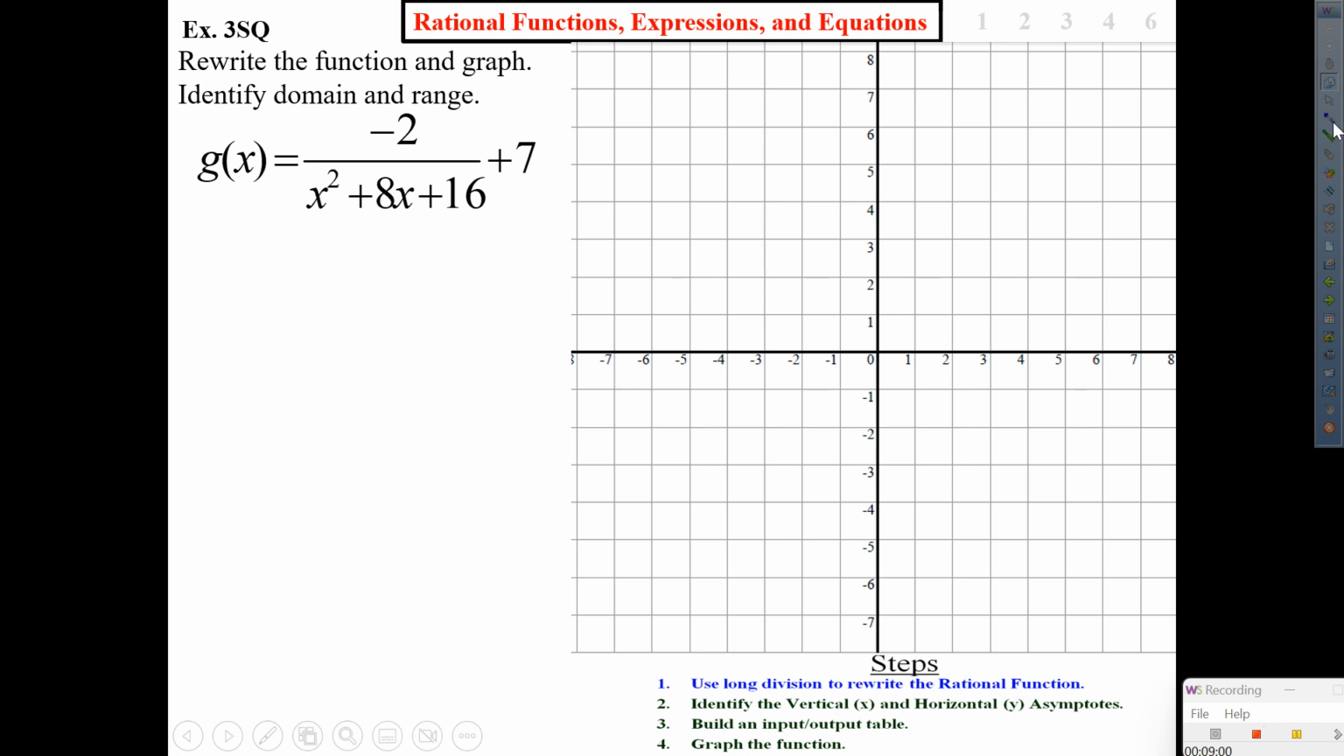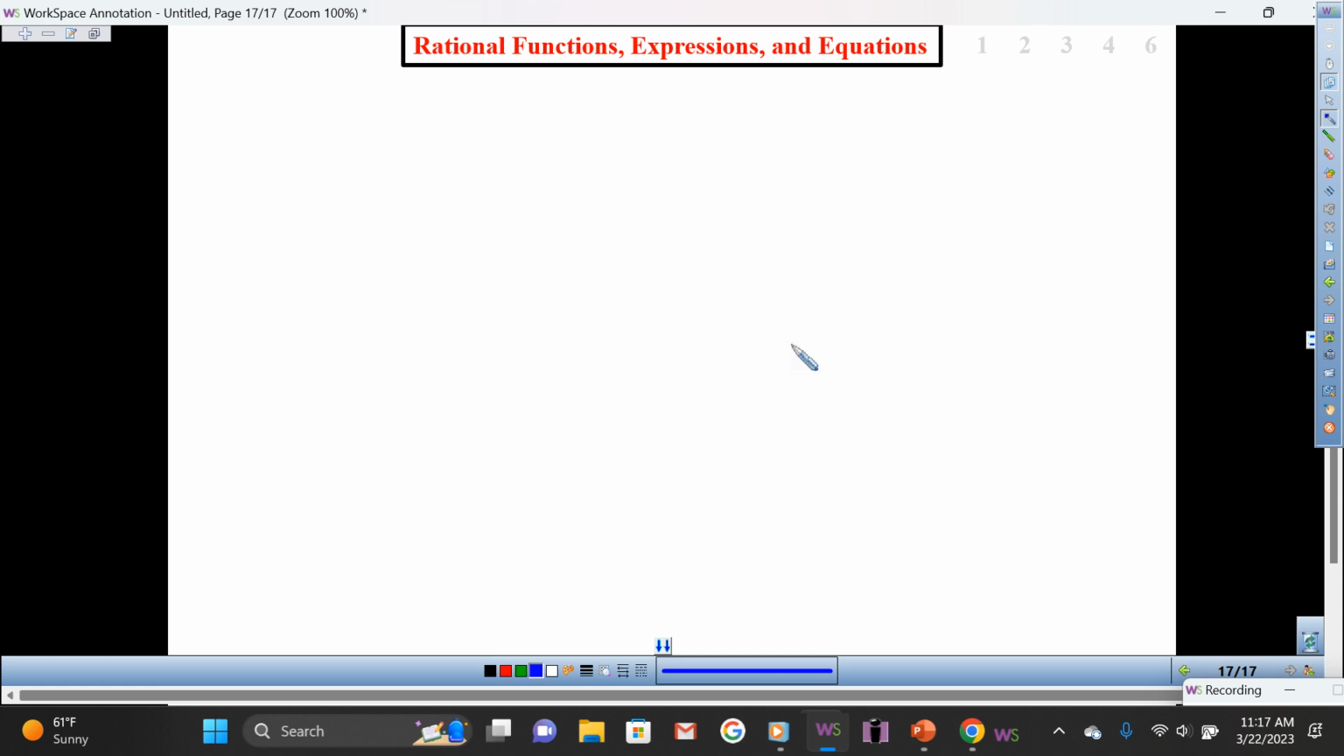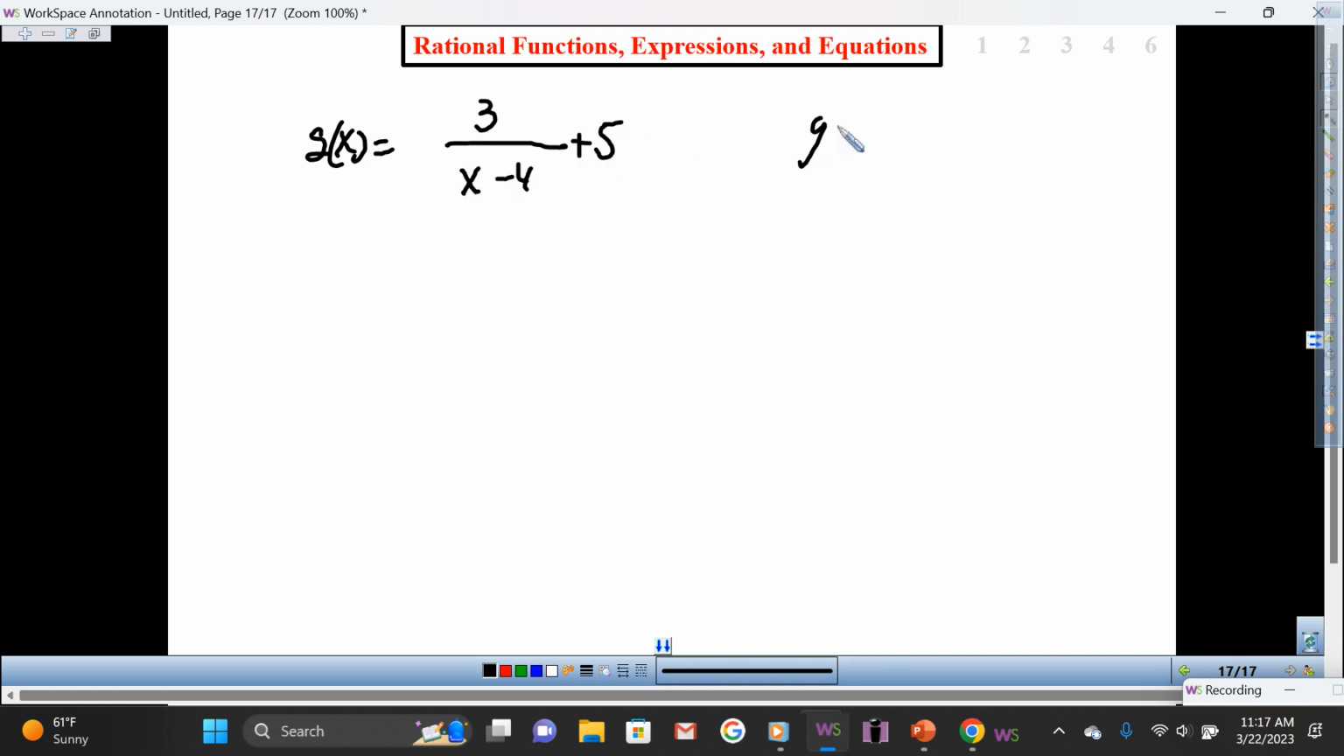So just to recap to make sure we know where we're at, put your utensils down, look up to the screen. We are looking at 2 different types of rationals. One that looks like this, g of x equals 3 over x minus 4, plus 5, or g of x equals 3 over (x minus 4) squared, plus 5. All right? So tell your neighbor where we're going to move the entire functions, both of these, at the end. Where are we going to move those to?